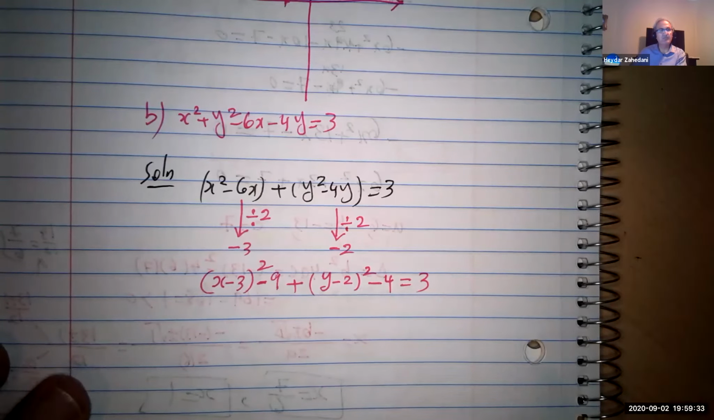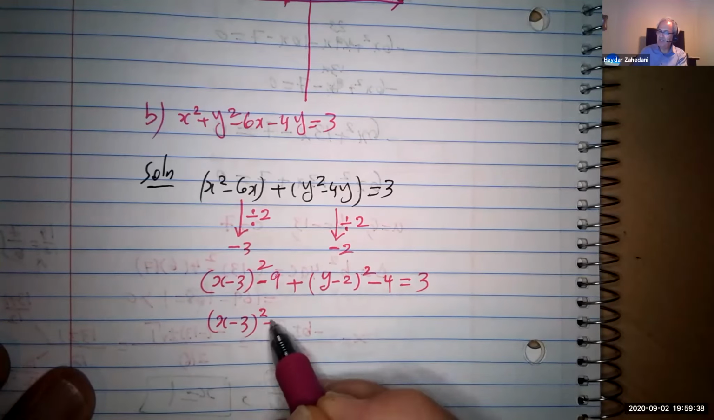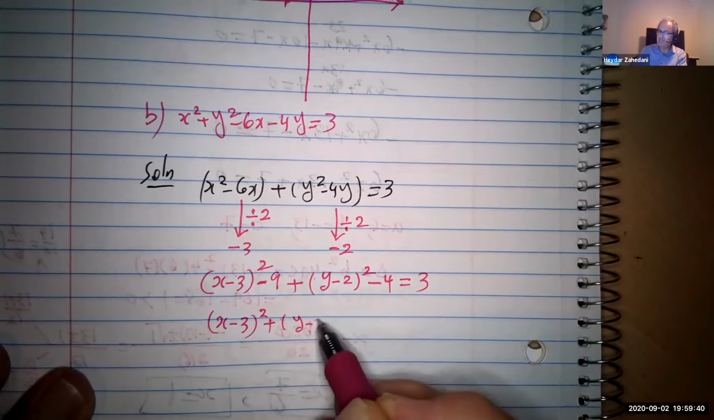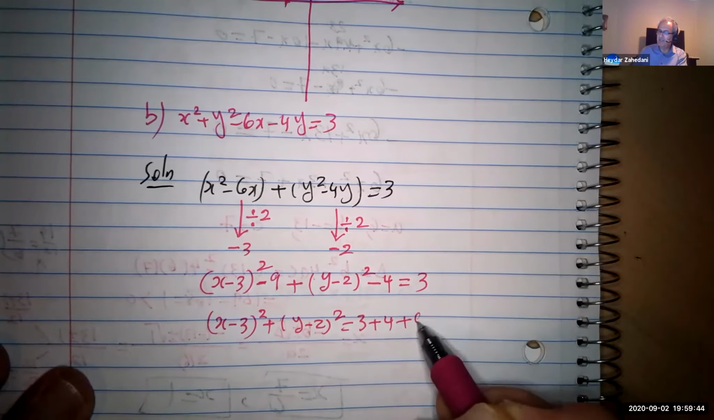Move the 9 and the numbers to the other side. So (x − 3)² + (y − 2)² = 3 + 4 + 9 = 16.